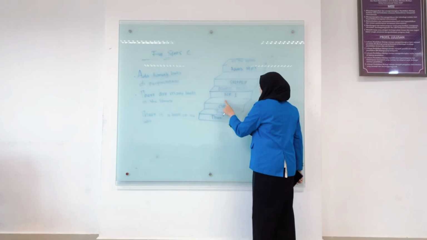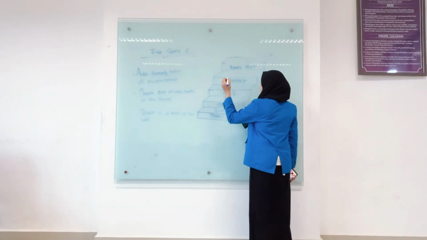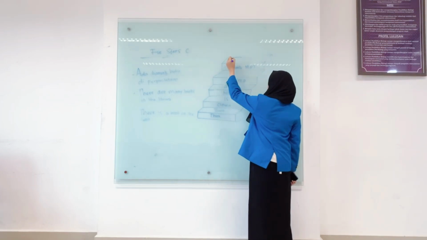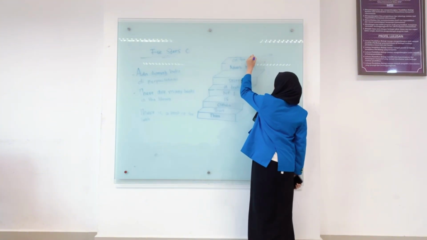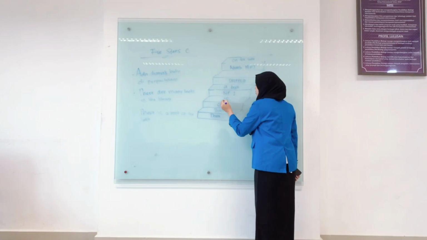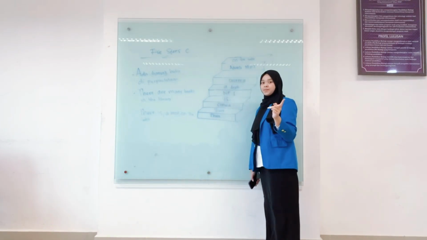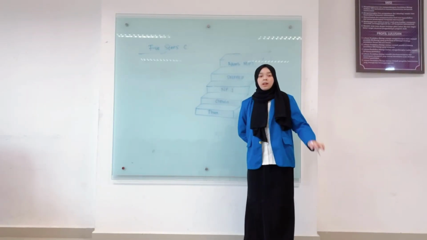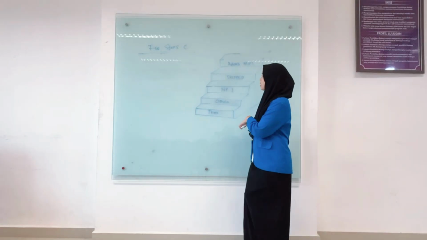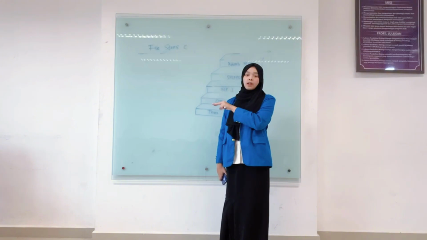So we can change there is a book on the table. So we use is because the sentence just has one book. Now I will explain to you about the simple future tense. So in the simple future tense, we use there will be.